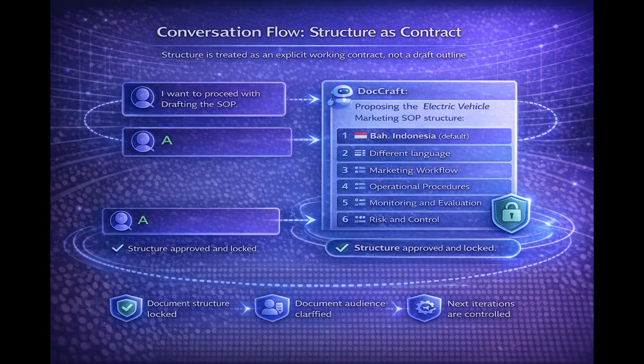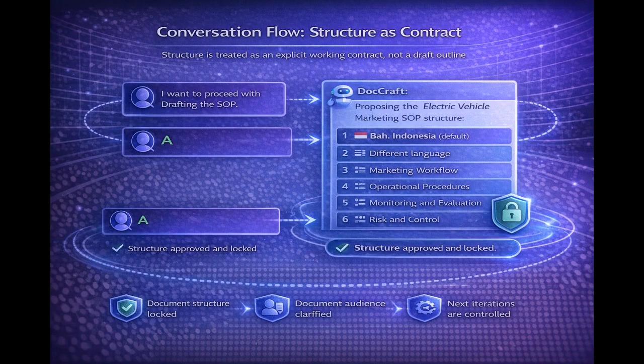In the next stage, DocuCraft treats document structure as an explicit working contract, not as a draft outline. After the user confirms the intention to proceed, DocuCraft proposes a complete SOP structure, covering all major chapters. Before any writing begins, this structure must be reviewed and approved. Once the structure is confirmed, it is locked.